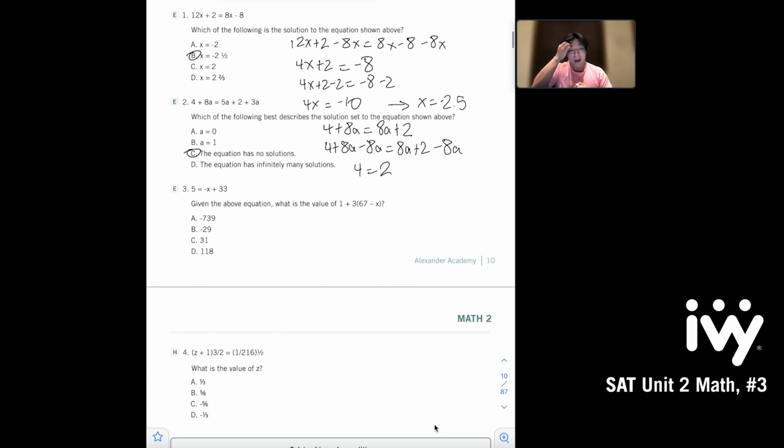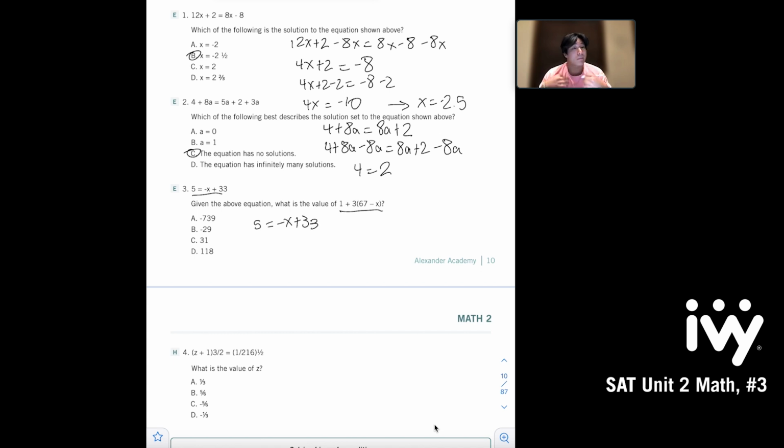Question 3. 5 is equal to negative x plus 33, and given this equation, what is the value of this expression right here? So let's first go ahead and solve for x in this original equation by isolating the x components and isolating the constants. So we have 5 equals negative x plus 33.